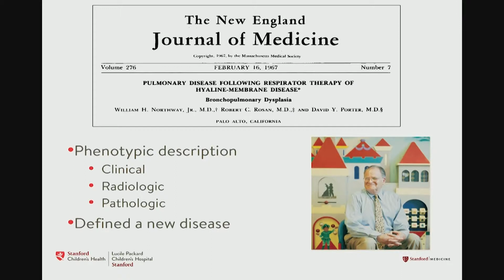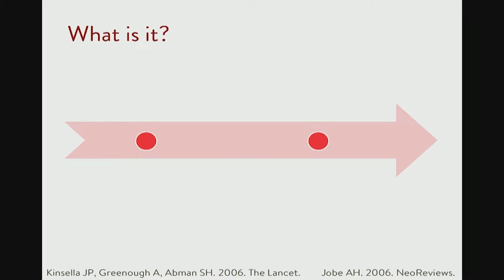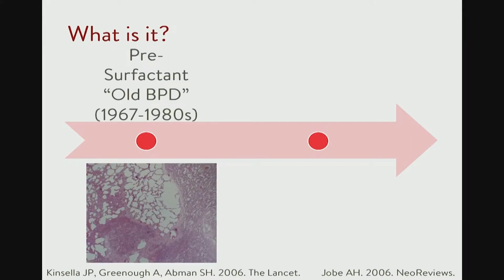And what I wanted to highlight is that they performed this really comprehensive clinical, radiographic, and pathologic phenotyping. And this defined this new disease and really permitted understanding of the progression and stages of the disease going forward. So this initial description of BPD, we now term old BPD, occurred in the pre-surfactant era. And the lung histopathology, which you see above, really highlights the pathologic features of marked airway smooth muscle hyperplasia, extensive fibroproliferation, and hypertensive remodeling of the pulmonary arteries.